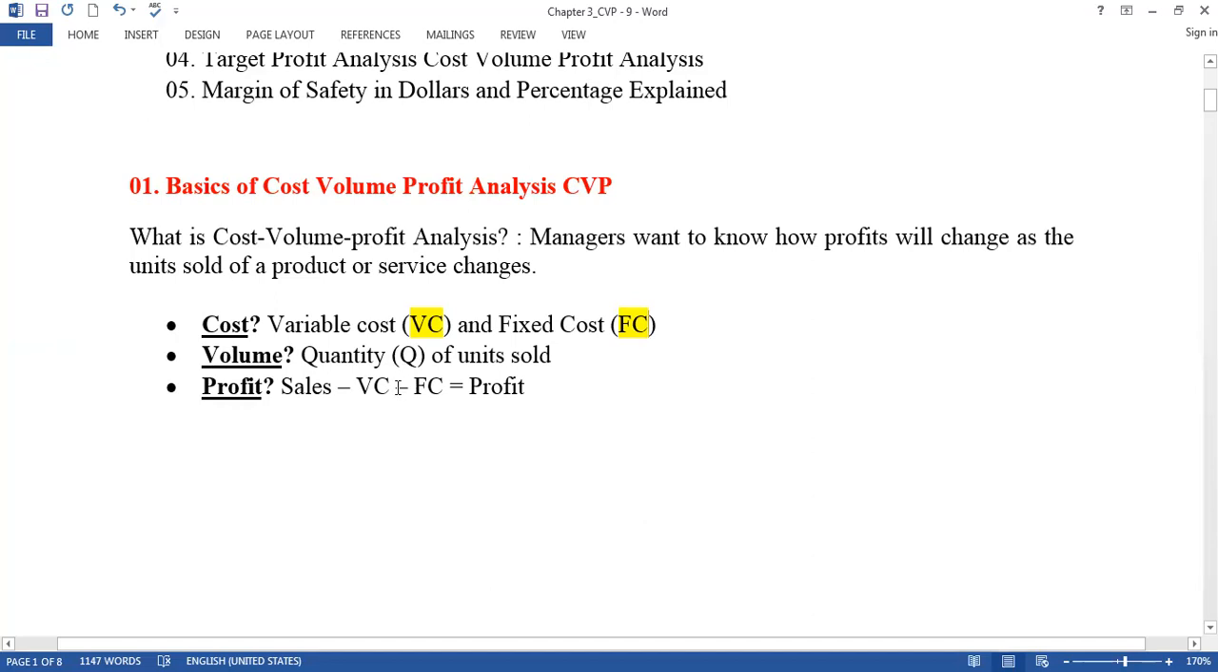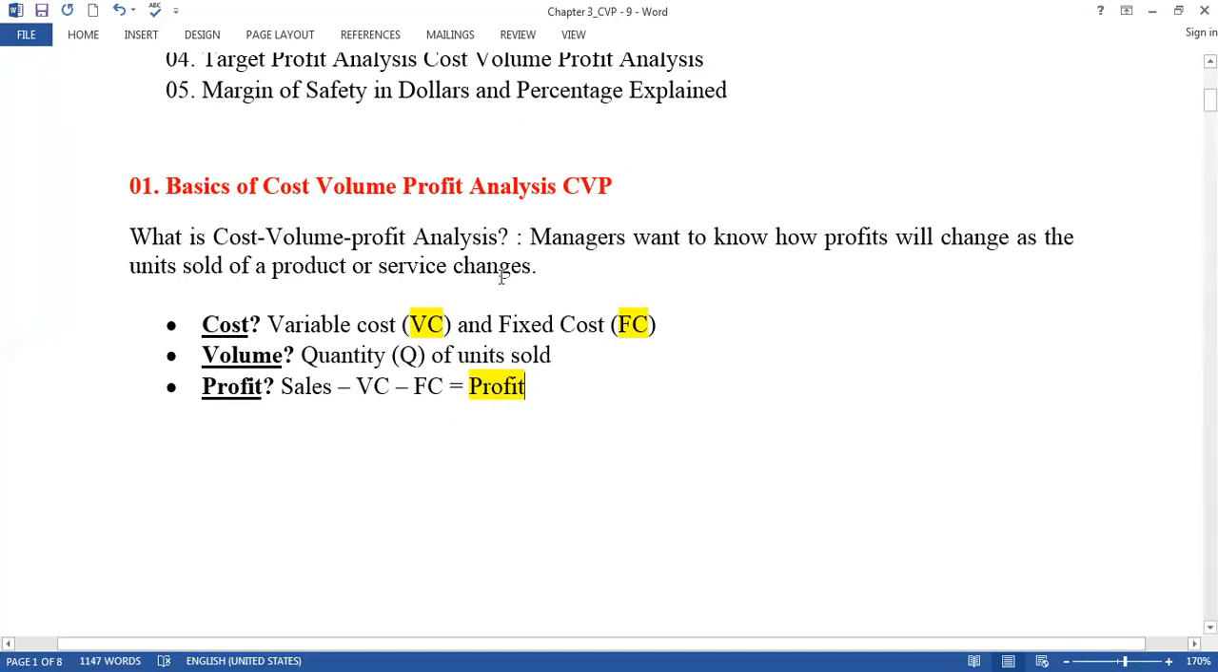And what is the profit? How to calculate the profit? We have a formula to calculate the profit. It is sales minus variable cost, then minus fixed cost. So sales minus variable minus fixed equals profit. So these are the three elements of cost, volume, and profit analysis.